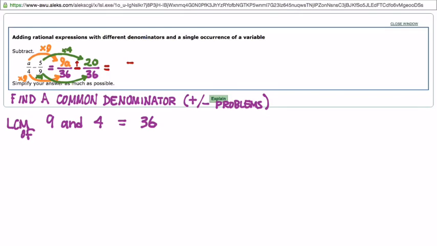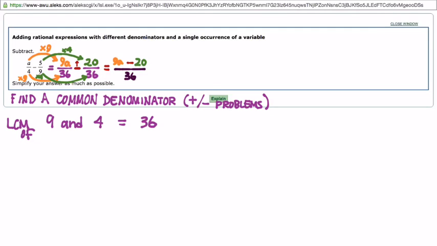So my new numerator is going to be, well, it's going to have the 9a. This first term will have the 9a coming from the first fraction, and the second term will have the 20 coming from the second fraction. But then the denominator stays what it was. And so at this point, we've just done the subtraction part of our subtraction problem. Right? 9a minus 20, all divided by 36.